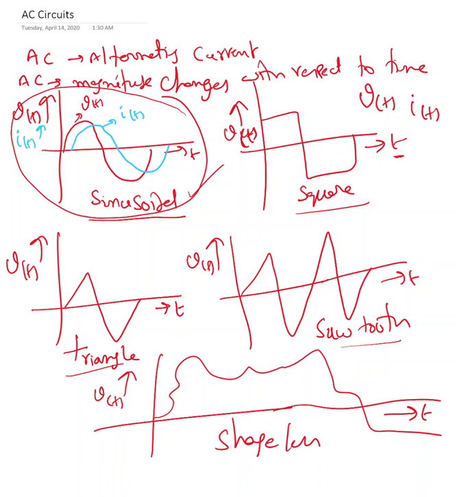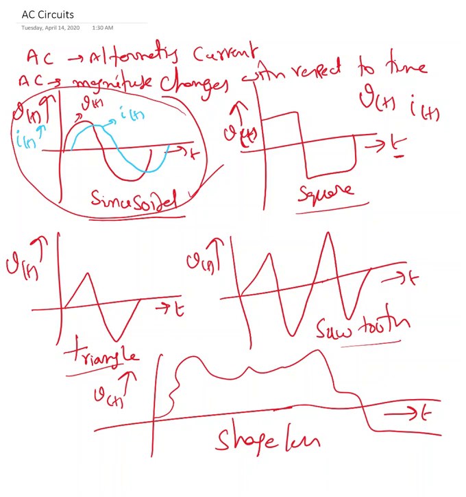Which one is more efficient? I believe the square waveform is more efficient compared to all others. But if we switch to a square waveform, everything in the world has to switch to square waveform: all your TVs, radios, bulbs, fans, all the electrical appliances. It's an expensive thing, so we are sticking to the sinusoidal waveform.